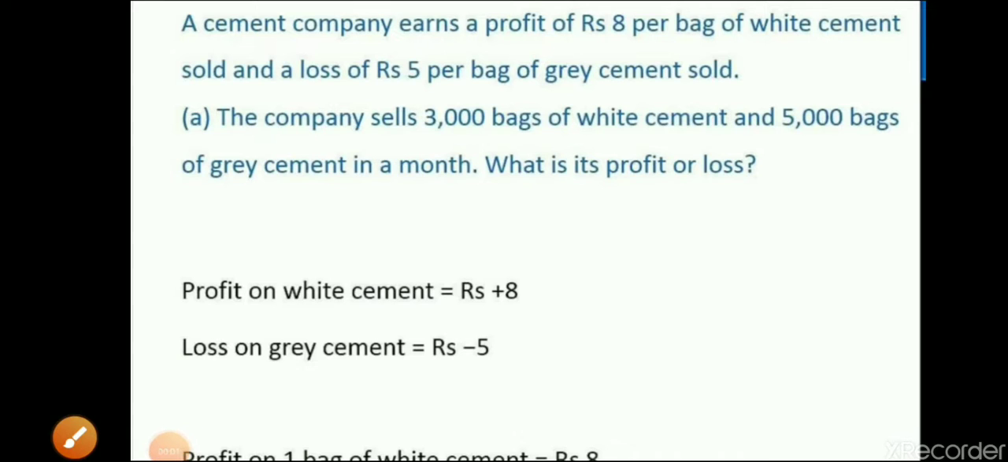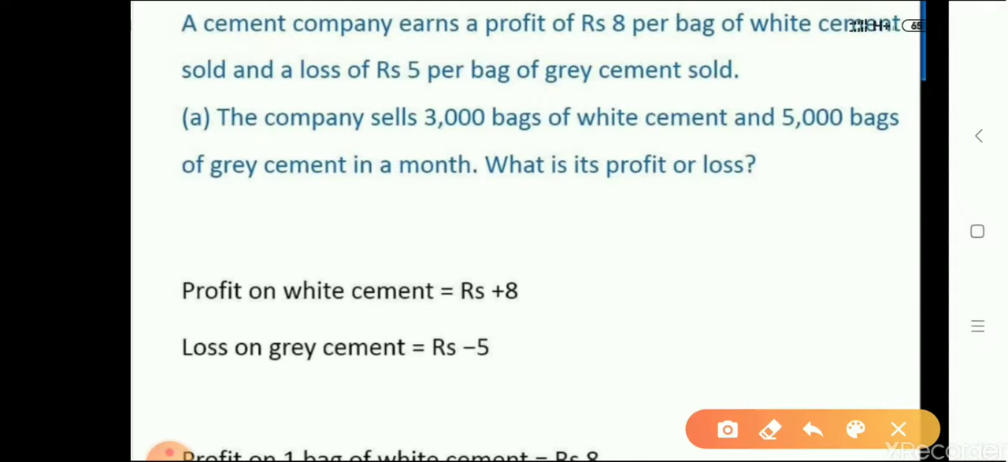The next question: a cement company earns a profit of rupees 8 per bag of white cement sold and a loss of rupees 5 per bag of grey cement sold. The company sells 3000 bags of white cement and 5000 bags of grey cement in a month. What is the profit or loss? Here we are denoting the profit with a positive integer and loss with a negative integer. So the profit on white cement is rupees 8 and the loss on the grey cement is rupees minus 5.